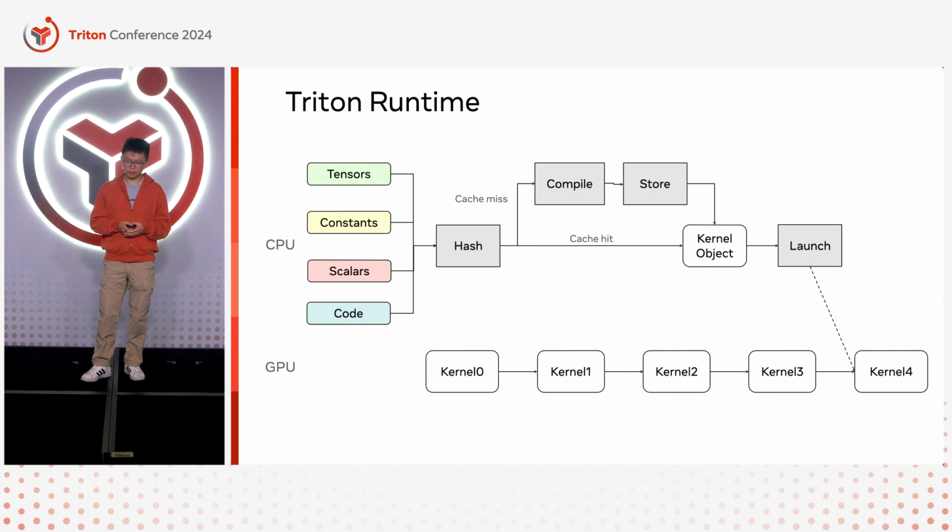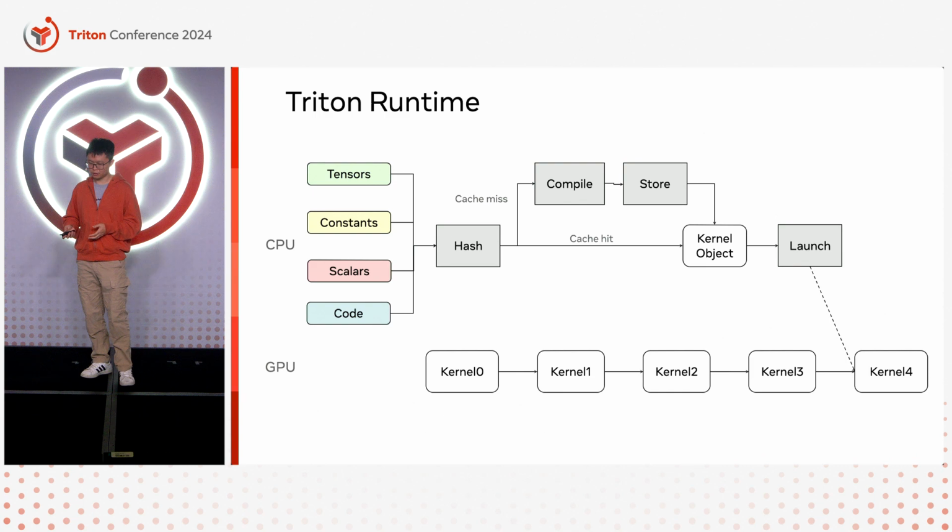Otherwise, if we get a cache hit, that means we have already compiled this kernel. In this case, the only thing we need to do is grab the corresponding kernel object. After the kernel object is in DRAM, we are going to launch it, given the tensors, constants, and scalars. Then the launched kernel will be offloaded to the GPU.